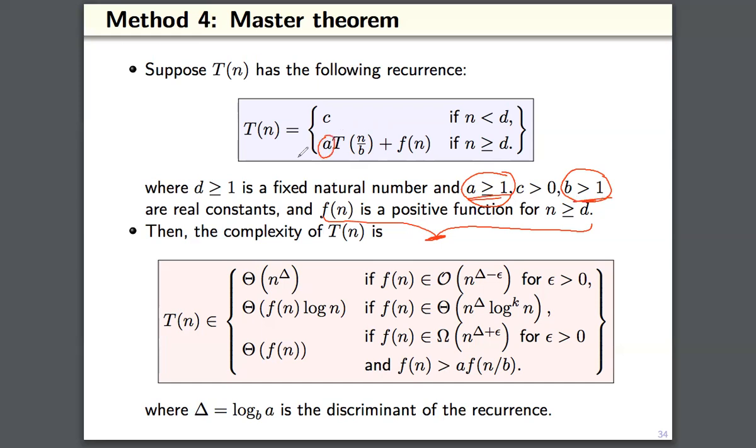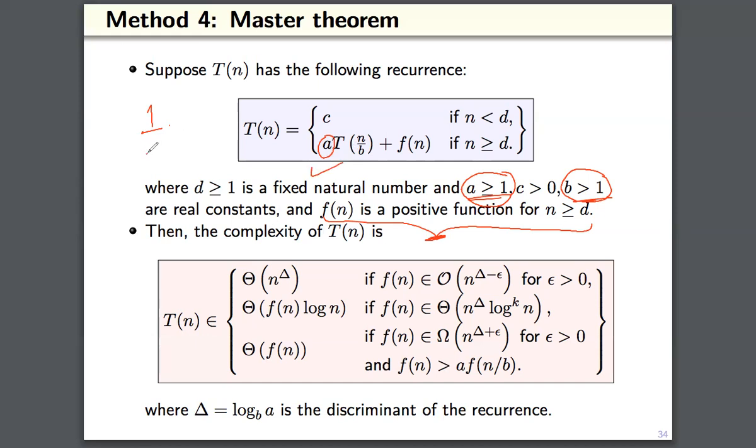A is greater than or equal to 1. So it can be 1. If it is 1, there is only one subproblem. It also covers decrease and conquer algorithms, isn't it? If A is 1, that's a decrease and conquer algorithm. So this theorem works also for decrease and conquer, for divide and conquer as well. Okay, what if A is equal to 2, A is equal to 3 for array sum, everything, it works.